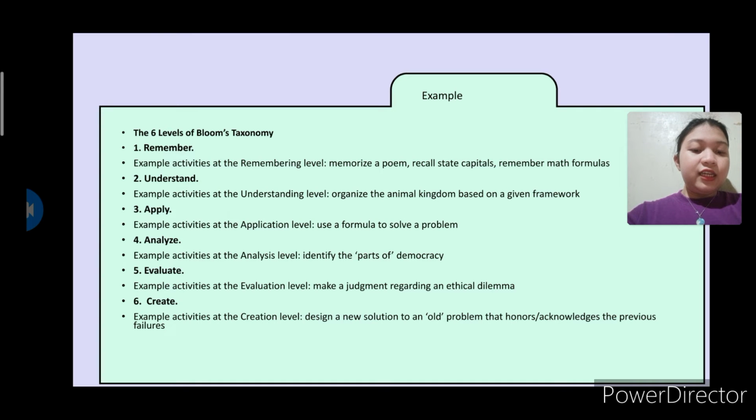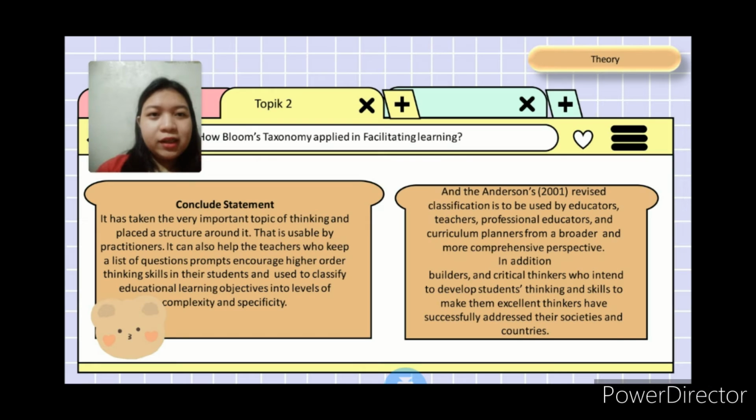Thus, the daily use of activities and questioning is about the use of Bloom's taxonomy in our daily lives. To conclude about the original Bloom's taxonomy and the revised taxonomy: it has taken the very important topic of thinking and placed structure around it that is usable by practitioners. It can also help teachers who keep a list of questions and prompts to encourage higher-order thinking skills in their students, and it is used to classify educational learning objectives into levels of complexity and specificity.